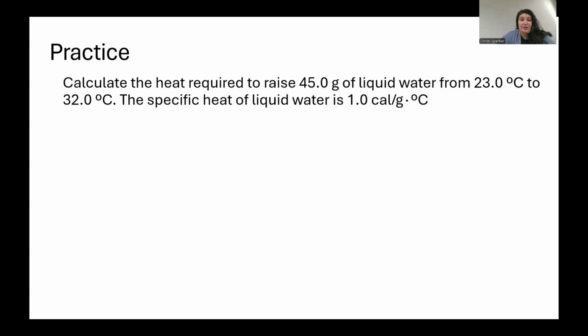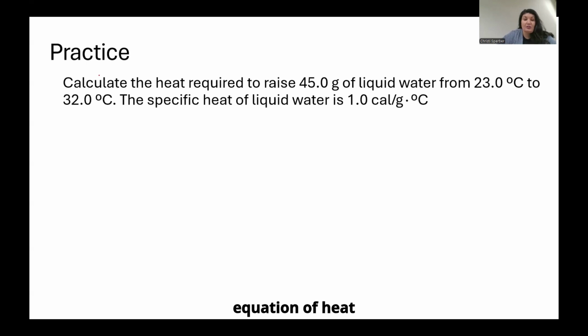And then all these values are added to the heats calculated from the specific heat equation for the temperature changes. So to practice, we want to calculate the heat required to raise 45 grams of liquid water from 23 degrees Celsius to 32 degrees Celsius. And the specific heat of liquid water is 1 calorie per gram degree Celsius. We know that the freezing point or melting point of water is 0 and the boiling point is 100 degrees Celsius. 23 and 32 are between those, so we know no phase changes occurred.